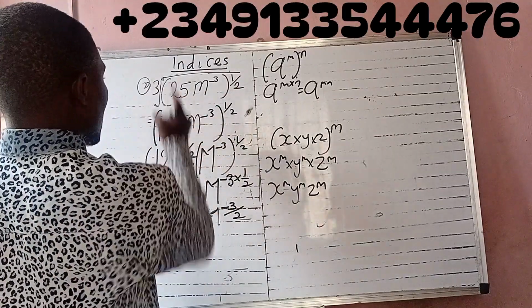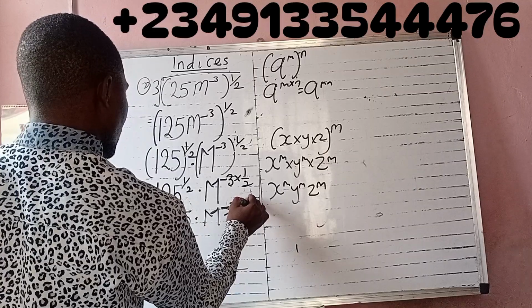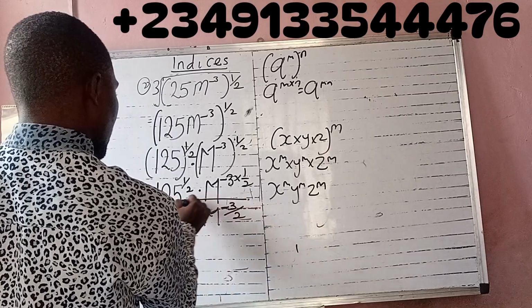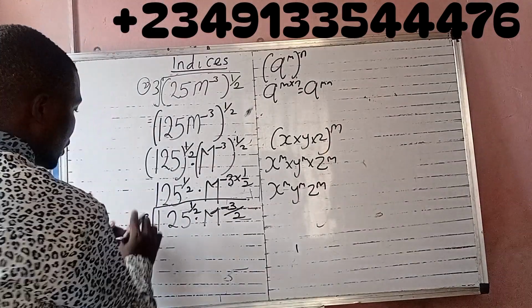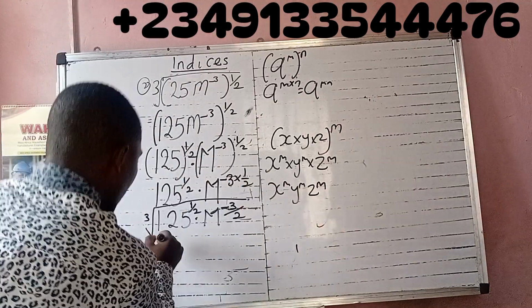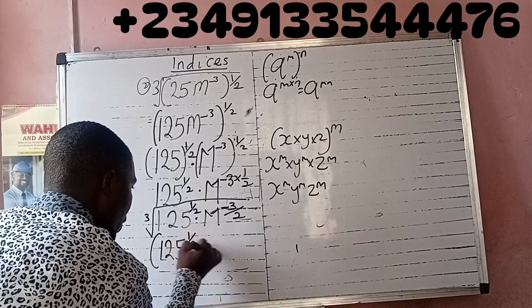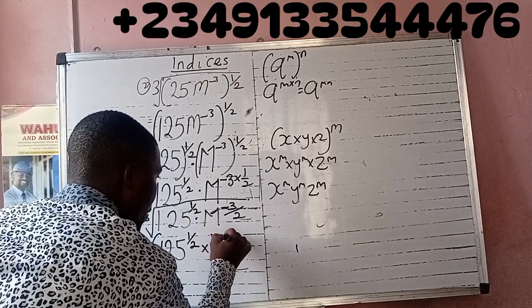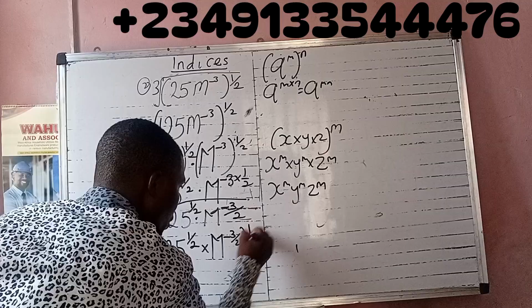Then we can now put our cube root back. Sorry, 1 over 2 is supposed to be here. Then we can add our cube root. Now, this is our cube root. Now we can change it back. Then everything will be in the brackets: 125 to power 1 over 2 times m to power minus 3 over 2, everything in bracket. Then it's not changed, 1 over 3.